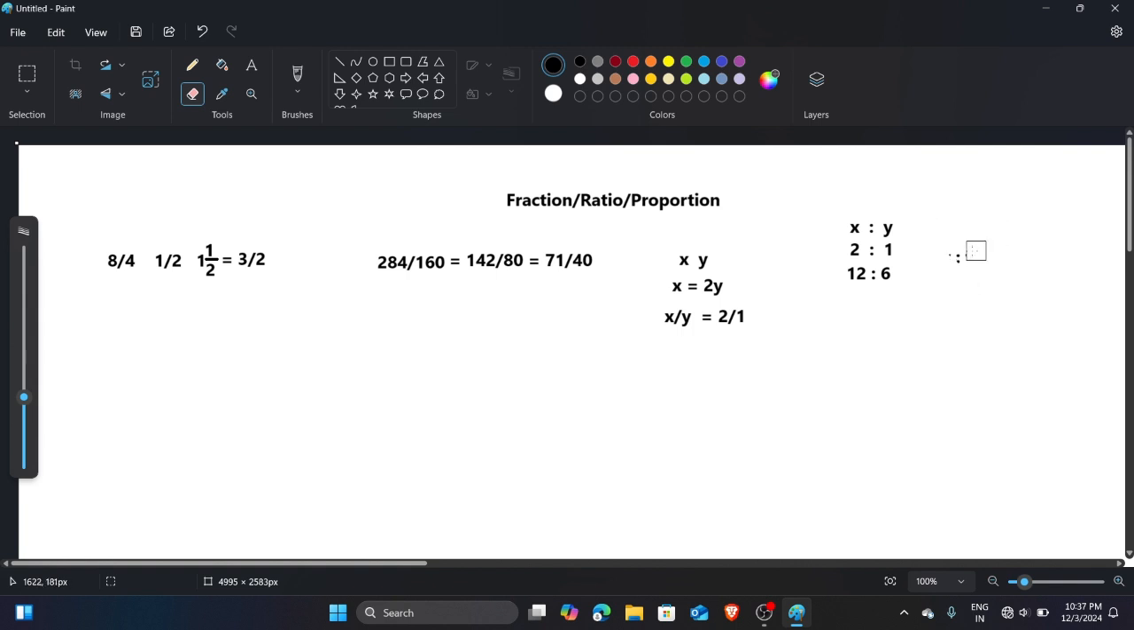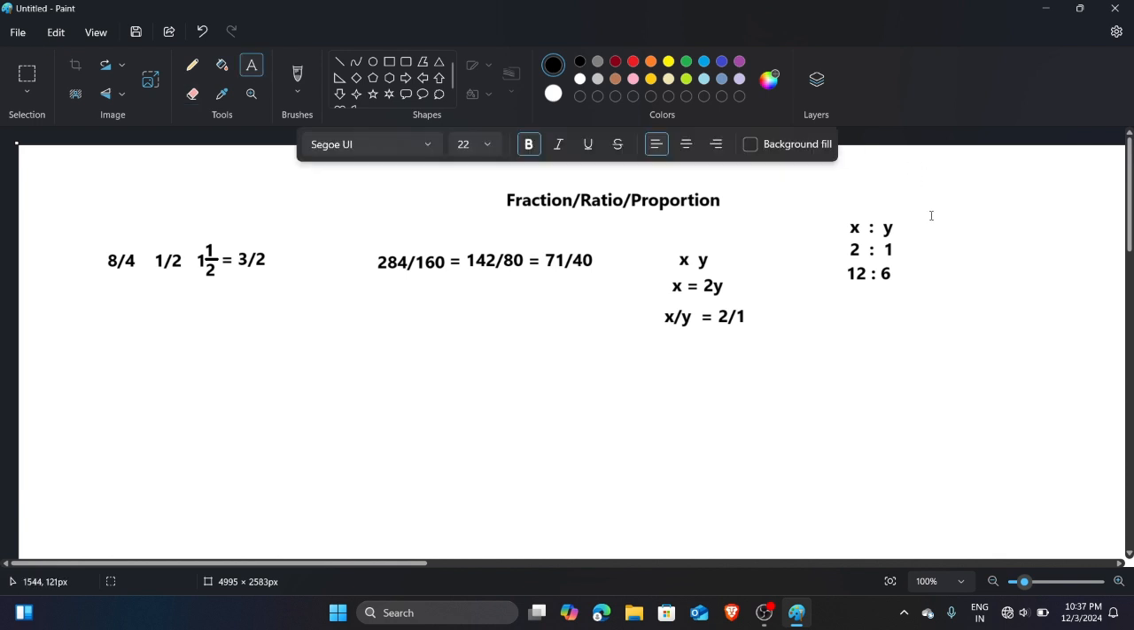Let me erase everything and take a slightly tougher value so I can explain it better. This is the question: 2 times y is equal to 3 times x. When you represent it in a ratio format, it looks like 2 is here and 3 is here. Or when you represent it as a fraction, then x divided by y is equal to 2 divided by 3.